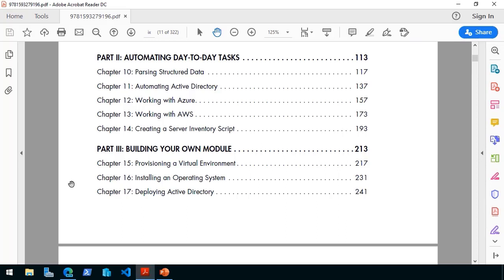Part two is where Adam gets into the day-to-day tasks. And here, notice he goes from parsing structured data into Active Directory to Azure to AWS, and then, strangely, creating a server inventory script. So we go really wide afield, going out of our local data centers and out into the two predominant clouds, Azure and Amazon Web Services, and then we come back to the data center.